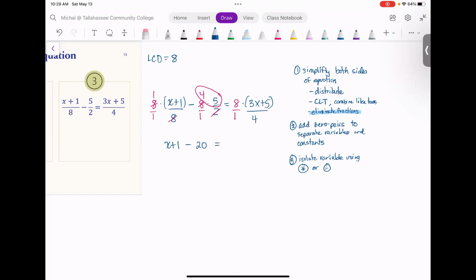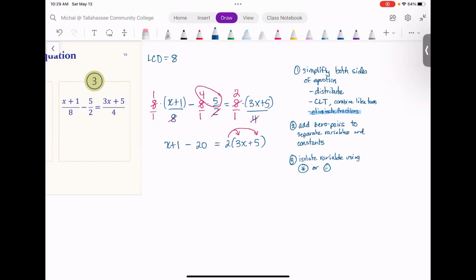On the right side of the equal sign, 4 divides 8 2 times. And now I'm left with 2 times 3x plus 5, which I'm going to write in parentheses. So I'm not quite done because I have like terms to combine and I have a distributive property to execute. First, I'm going to start by distributing my 2 to both of these terms.